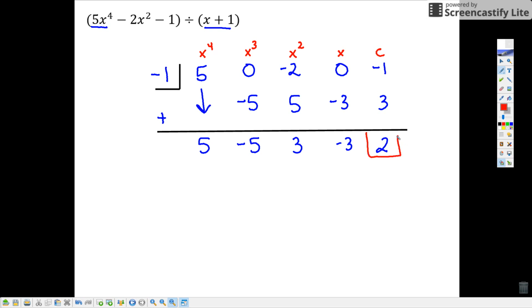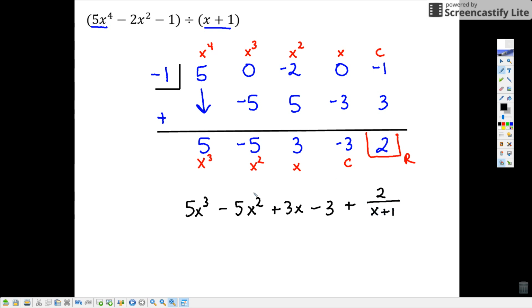And then remember, our last term is always our remainder. And then we always go down 1. So since it was x to the 4th, but we were dividing that by an x, this first one would be an x cubed term followed by an x squared, x, and then our constant. So we would write our answer as 5x cubed minus, since it's a negative, 5x squared plus 3x minus 3. And then we always add the remainder over our divisor. And there would be our answer.